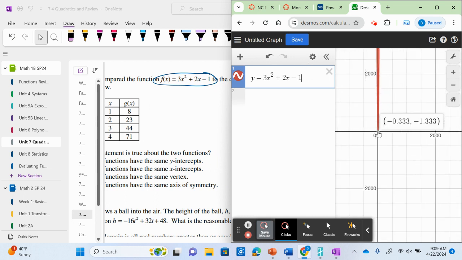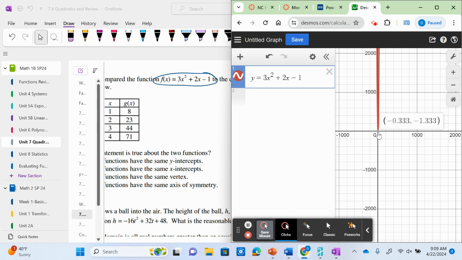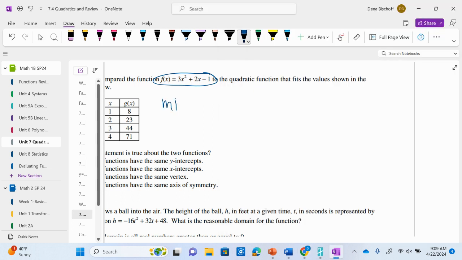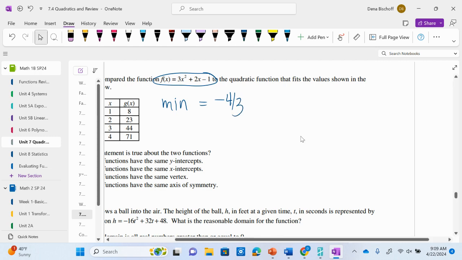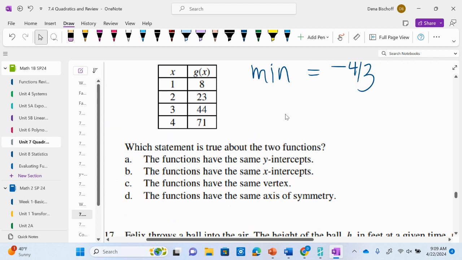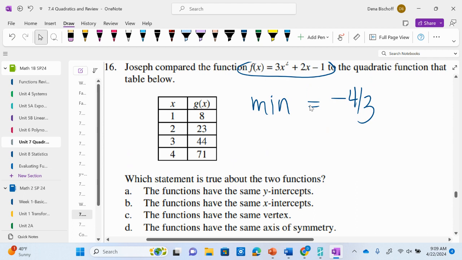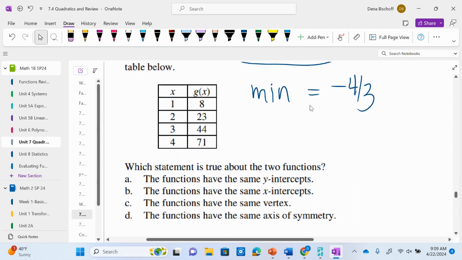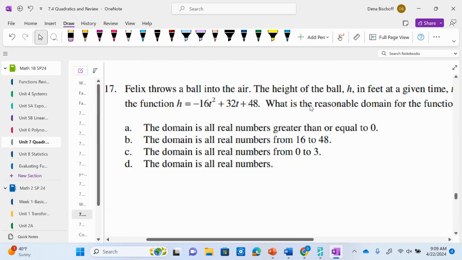So what do we know about this function? It has a minimum, and the minimum is at -4/3. That's what we know about that one. What do we know about the g of x function? Do we know anything about it, really? Can you figure out what the equation is? We'll come back to that one.